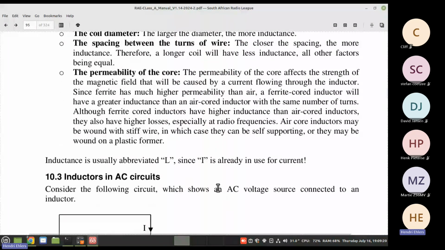Inductance is usually abbreviated as L since I is already used for current. Excuse me. So yes, sorry.